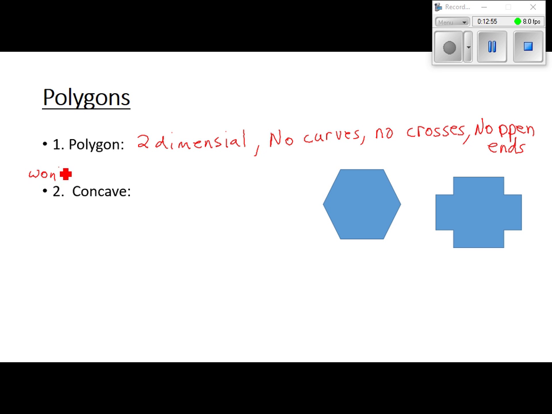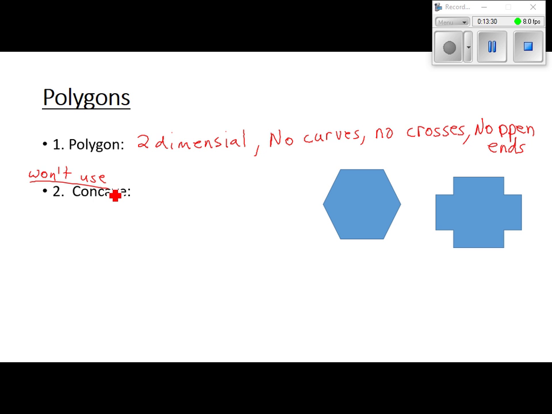We won't use concave polygons very often. Keep writing. We won't use concave polygons very often. Probably the only time we'll use concave polygons throughout the year is when they ask you, is this polygon concave or convex? All right, we don't usually use concave polygons because all the geometrical rules that we're going to do for the other polygons don't work for them.